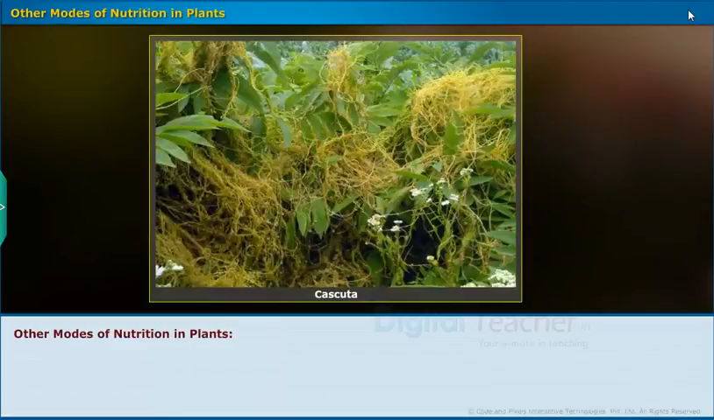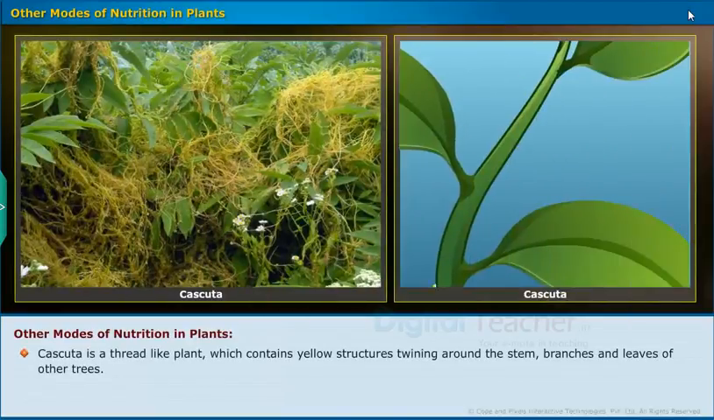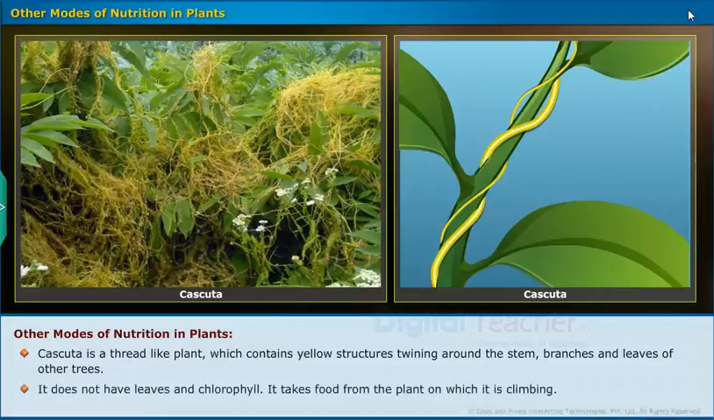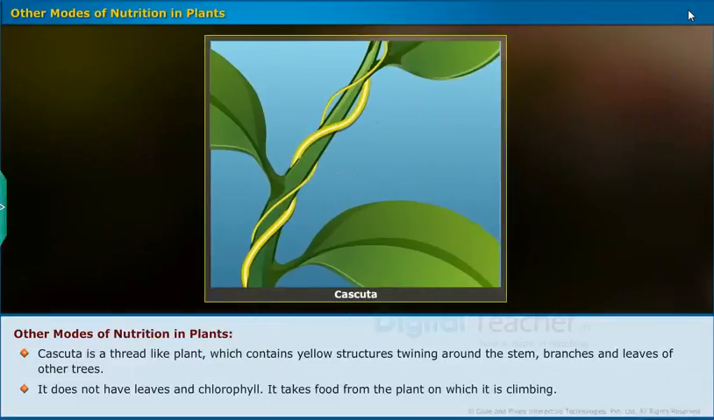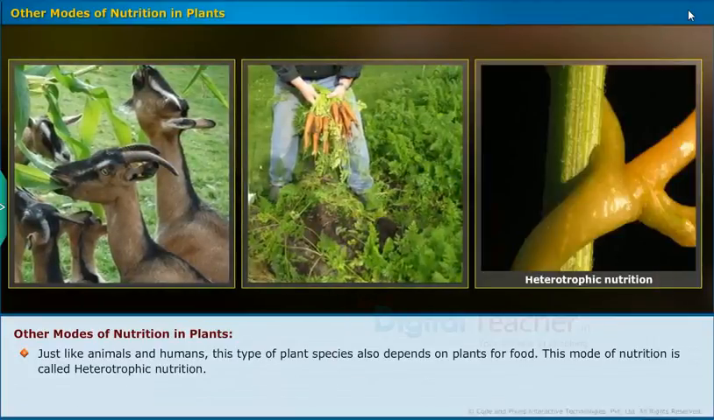Now, we will learn about the other modes of nutrition in plants. Cuscuta is a thread-like plant which contains yellow structures twining around the stem, branches, and leaves of other trees. It does not have leaves and chlorophyll. It takes food from the plant on which it is climbing. Just like animals and humans, this type of plant species also depends on plants for food.